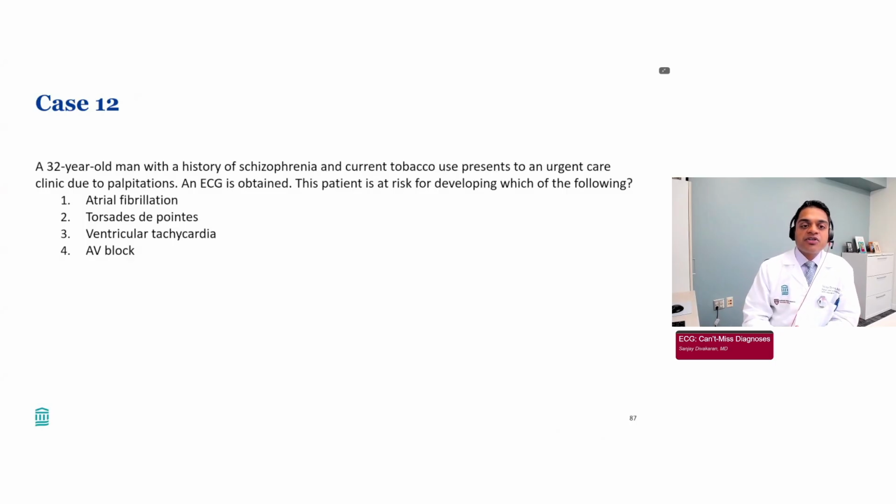So case 12, a 32-year-old man with a history of schizophrenia and current tobacco use presents to an urgent care clinic due to palpitations. An ECG is obtained. The patient is at risk for developing which of the following? 1, atrial fibrillation, 2, torsade, 3, ventricular tachycardia, or 4, AV block.